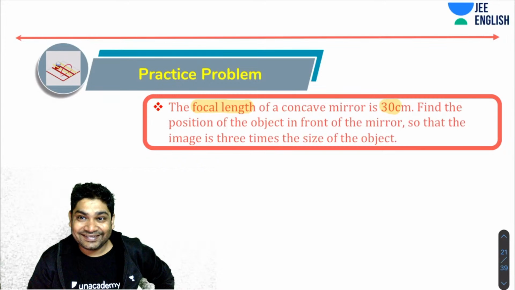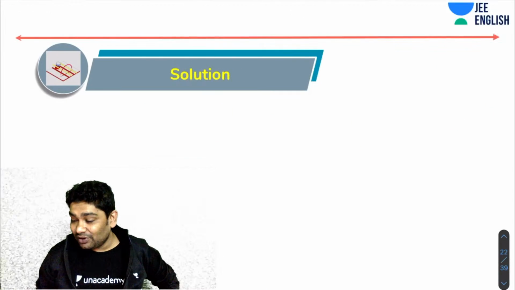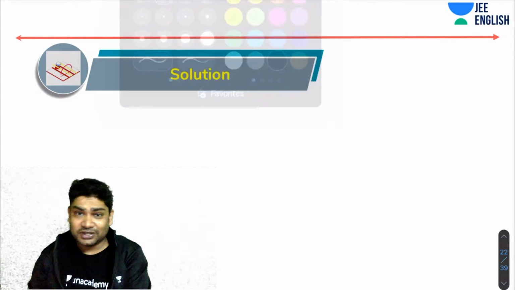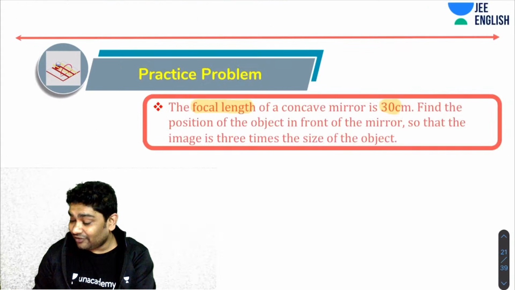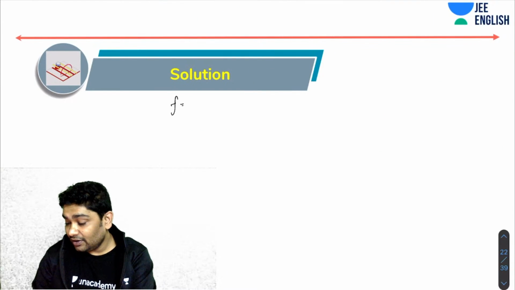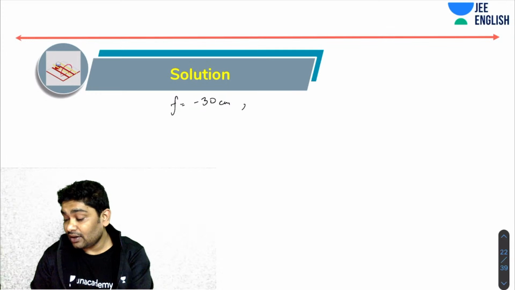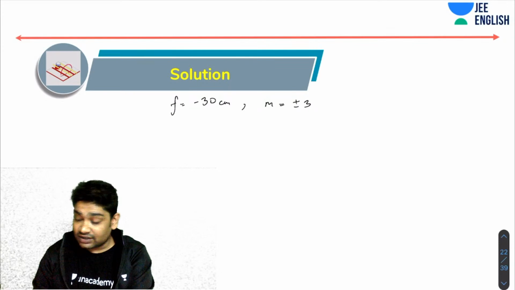Okay. So again, let's solve this because this is the first problem. So I'm going to show you how to solve this. So you have been told f is 30. F we will take as minus 30 centimeter. u I don't know and v I don't know. M is 3, so that can be plus or minus 3. Okay. So I will solve under two cases.